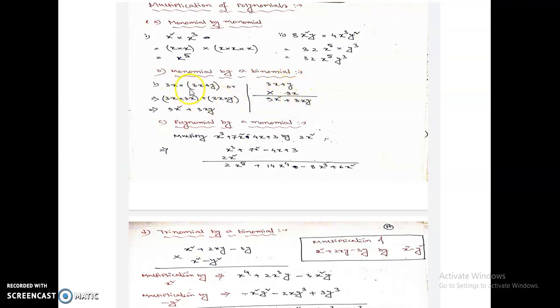Similarly here also. So you can do this type of multiplication in 2 ways, either in this format or in this format. 3x into 3x plus y. So 3x into 3x plus 3x into y, that is 9x square, 3x into 3x, 9x square, and 3x into y, 3xy. Okay. So either you can do in this style or you can do in this way also, whenever you are doing the multiplication of a monomial by a binomial. Clear?